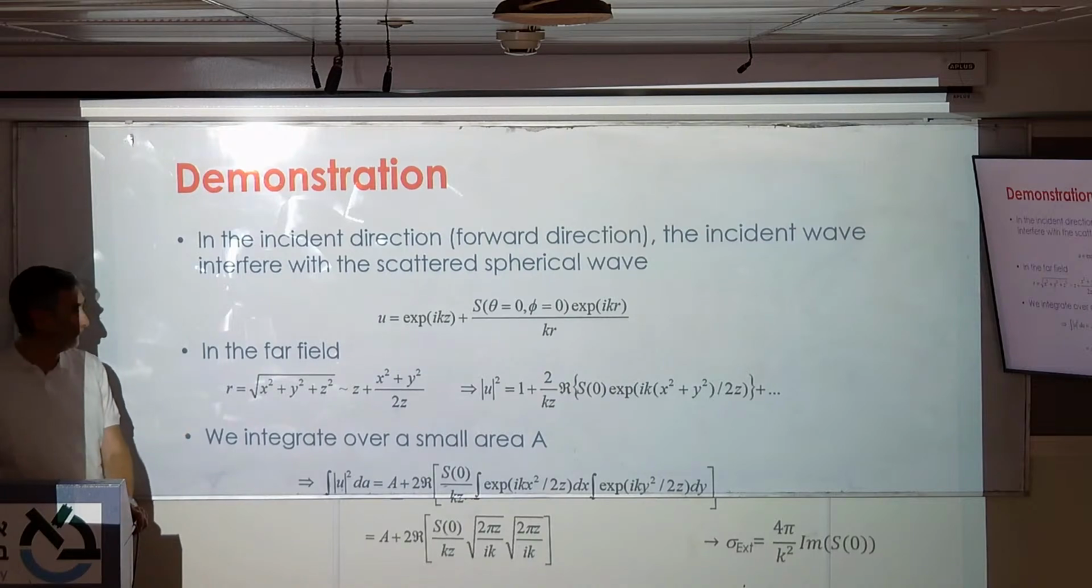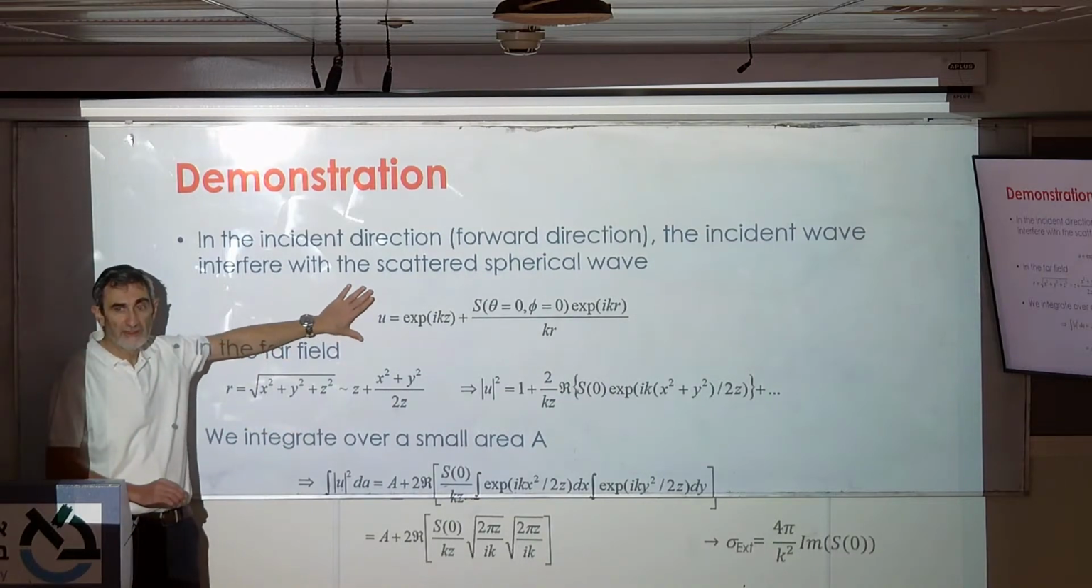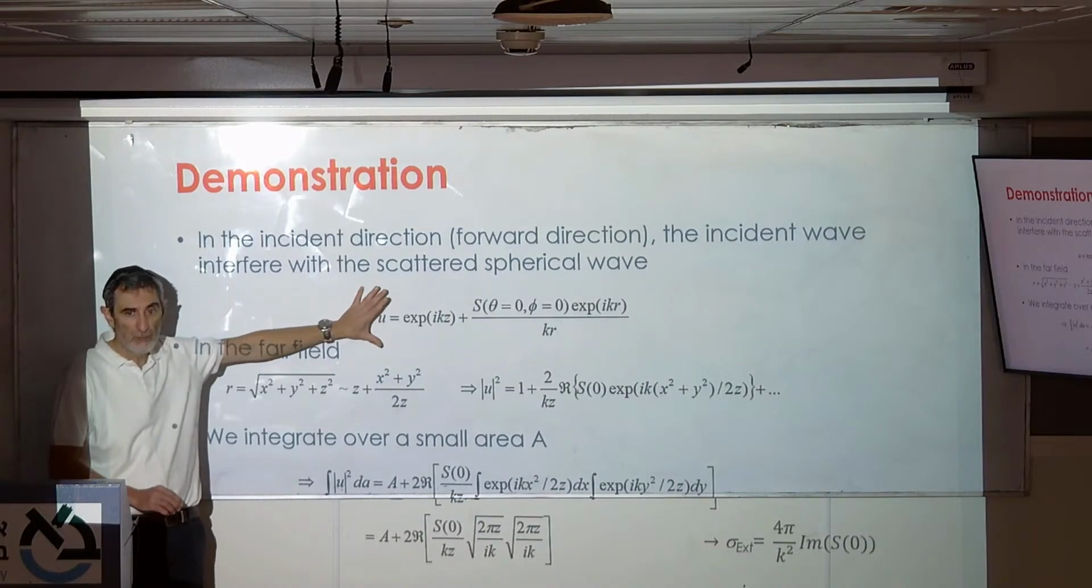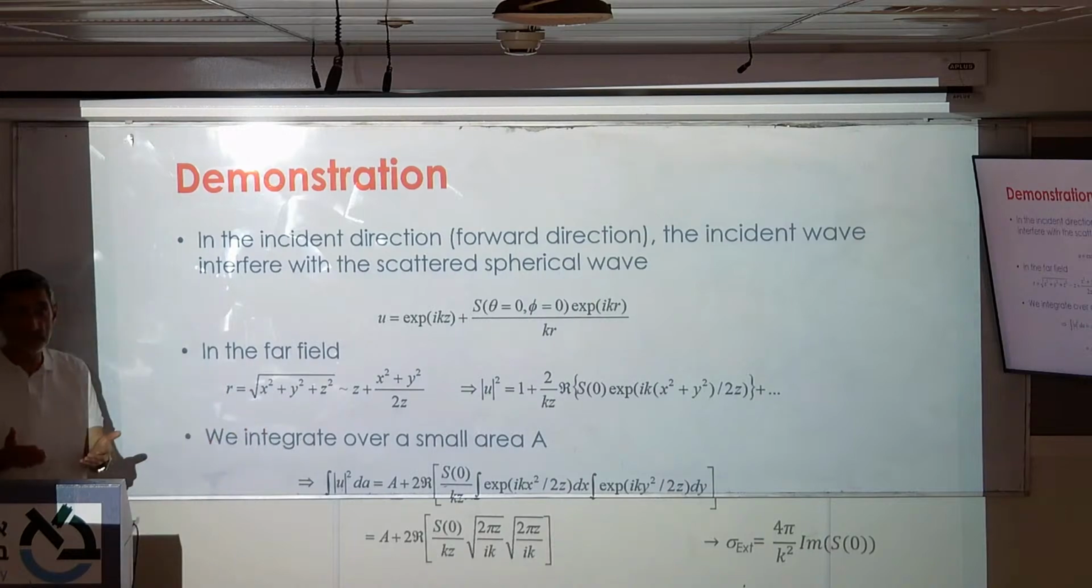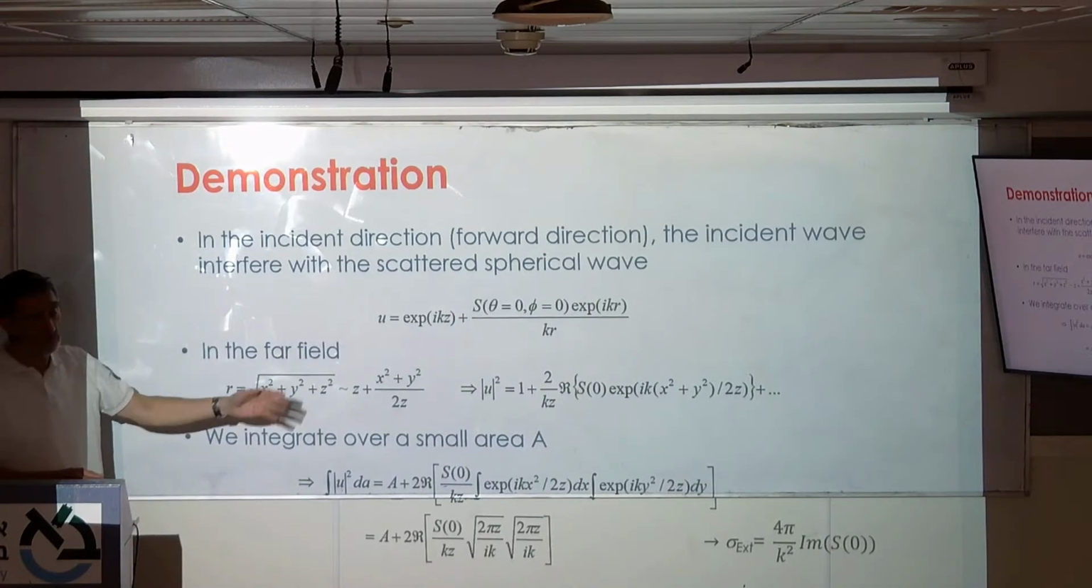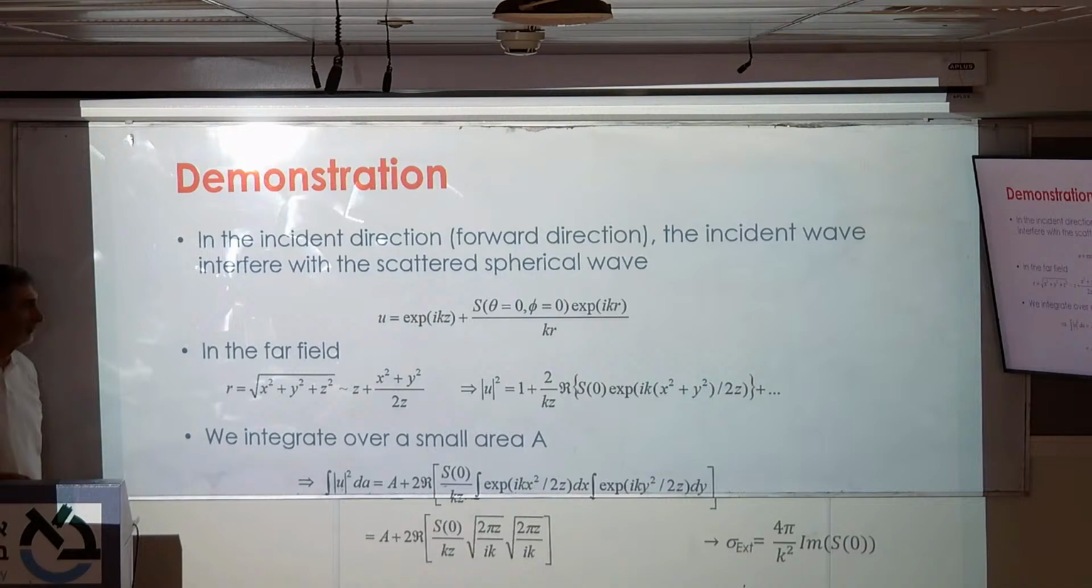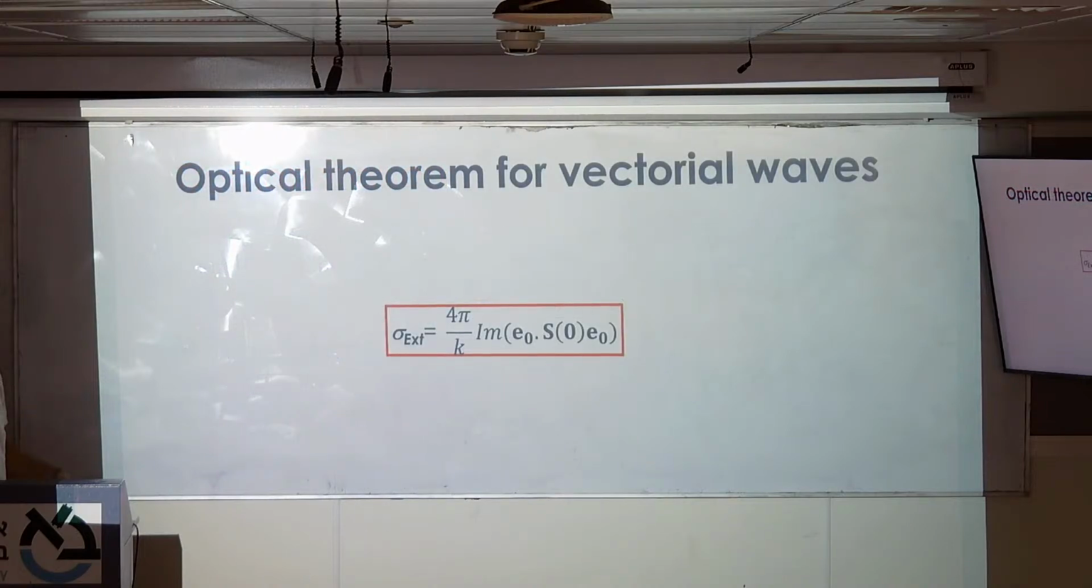You can generalize the optical theorem for vectorial waves. This time, S is a tensor, so you have to multiply it by the direction of polarization. That's not very important. From here, I will define some quantities that are important.